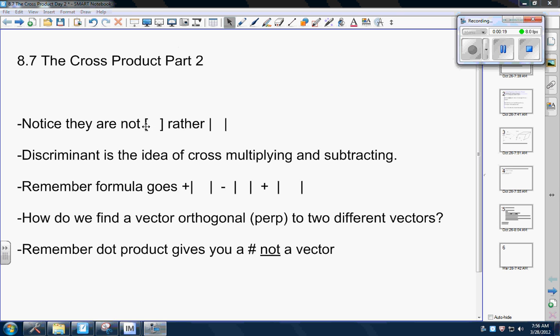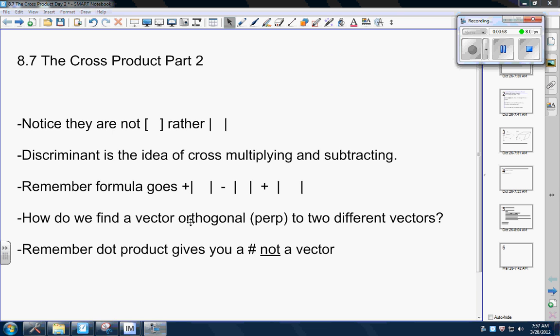They're not brackets when you do these. We're not doing matrices with them. They're up and down lines, not absolute value, for discriminants. So when you're writing these, don't curve them in and create brackets. When we say discriminant, it's the idea of cross multiplying and subtracting for each individual discriminant. Our formula that we practiced yesterday is plus the discriminant of this one, minus the middle discriminant, plus the last discriminant. And each of these needs to be cross multiplied and subtracted.